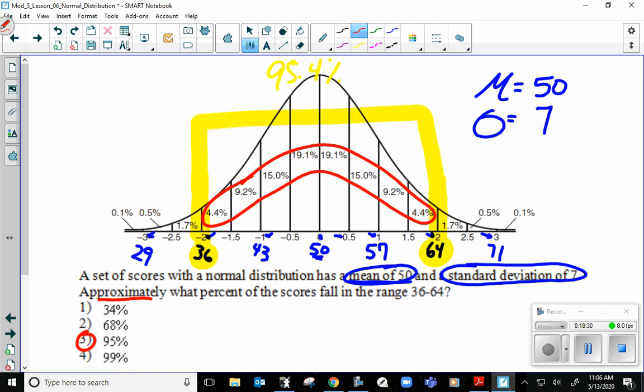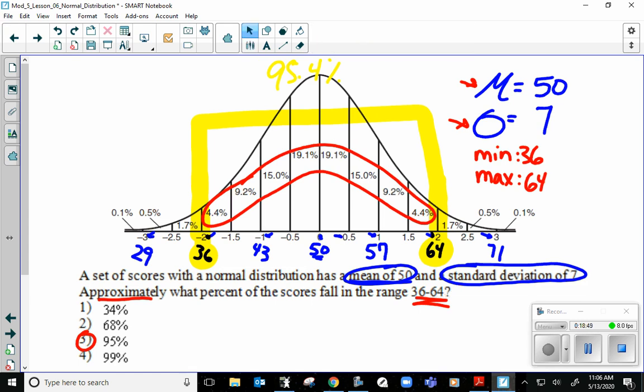Now, I said you can do that in the calculator, and you can. In the calculator, we need our mean, our standard deviation, and then a min and a max. I don't know if they call it high, low, I forget what they call it. But here's our range: 36 is the min, and 64 is the max. So let's do that in a calculator, and let me show you how this chart becomes obsolete.